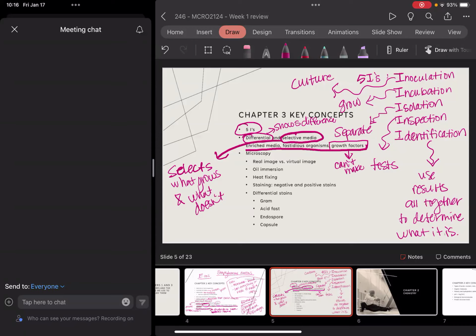And if an organism is that way, if it is the type of organism that is going to need a growth factor added to its media, then we're going to call it fastidious. So it's a fastidious organism that requires a growth factor be added to its media. That media has a growth factor in it to help those fastidious organisms grow. We call that media enriched.